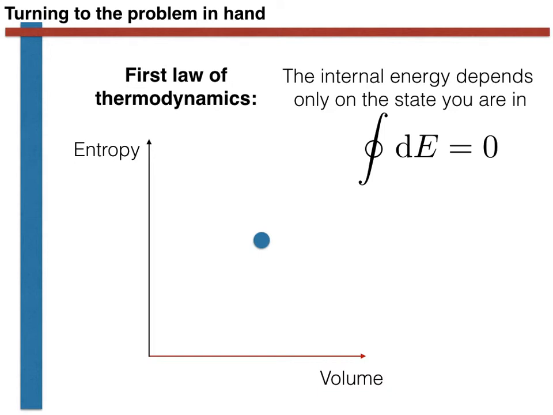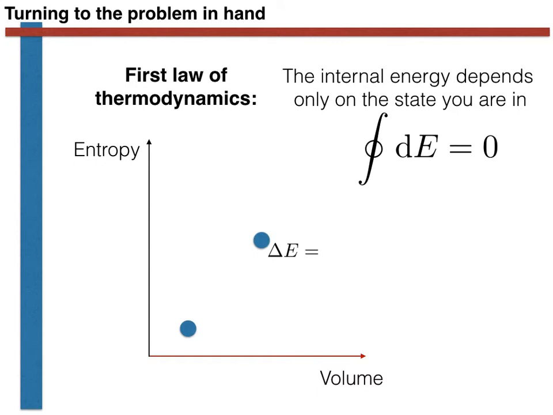The fact that the integral around a closed path is equal to 0 means that the change in internal energy depends only on the initial and final points for our integral. I discussed this at length in my video on Newton's third law. In other words, the value of the integral does not depend on the path that I take between these initial and final states. I can thus calculate the change in energy as I move between these two states as follows.